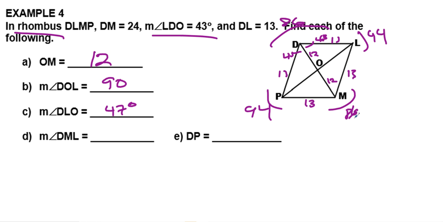DML, half of 86. That's 43 degrees, right? Oh, that's kind of given. I think it was given. Yeah, 43. There we go. DP. DP is 13. Now, curiously, if they ask for PO or OP, that's a squared plus b squared equals c squared. That would turn out to be a 5, because that's a 5, 12, 13 triple. Moving on.